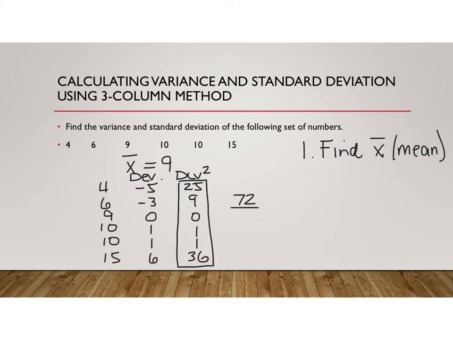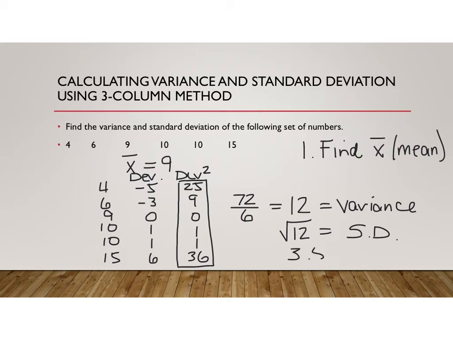And I would divide that by 6 because there are 6 numbers. So that number is 12, which is the variance. Then your standard deviation would be the square root of 12, which is about 3.5, rounded to the nearest tenth.